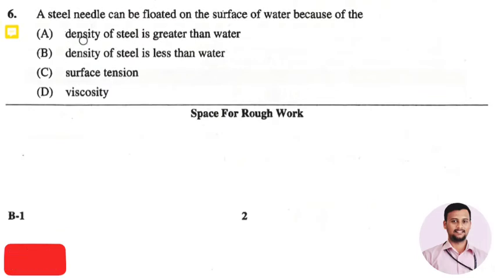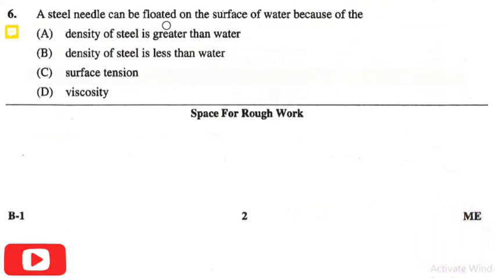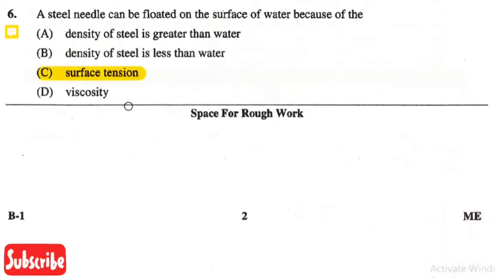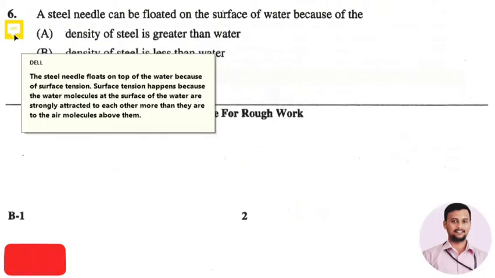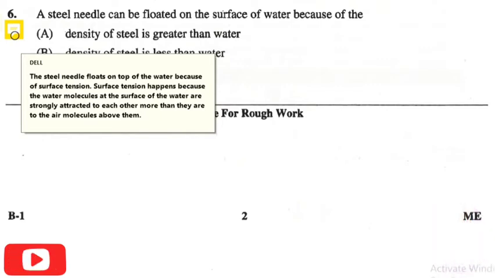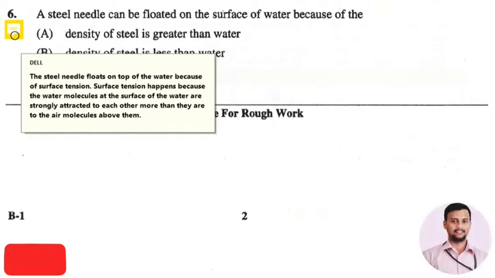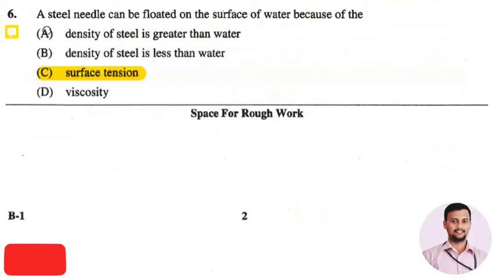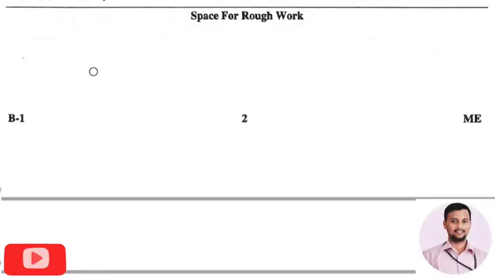The next question is: a steel needle can be floated on the surface of water because of, the right answer is surface tension. This steel needle floats on top of water because of surface tension. Surface tension happens because the water molecules at the top surface of the water are strongly attracted to each other. As a result, the steel needle floats on the surface of the water.